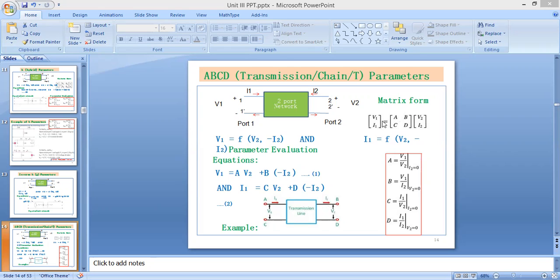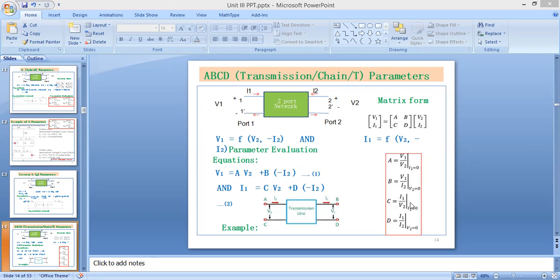You can convert these equations in the form of ABCD. What you are supposed to consider? First, consider the current flowing through port 2 as 0 ampere. So you can make that circuit short circuit.